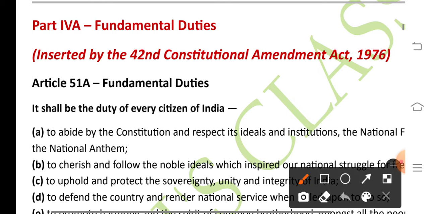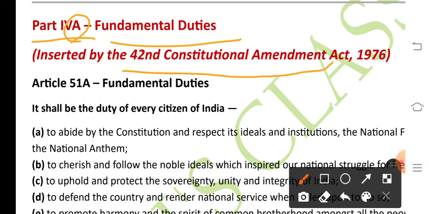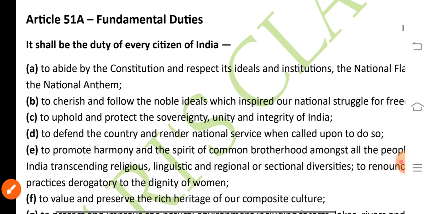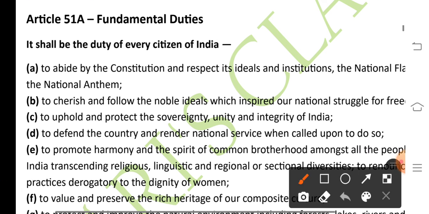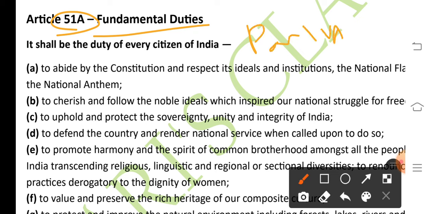Next one is part 4A, fundamental duties. As you can see, there is a capital letter. That means this part was added by the 42nd Constitutional Amendment Act in 1976. So there are certain fundamental duties under this 51A. So Article 51A is under part 4A.